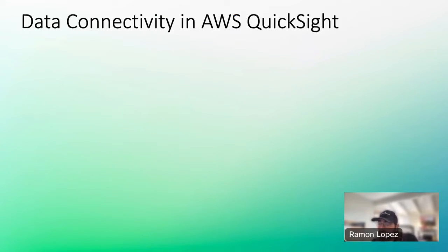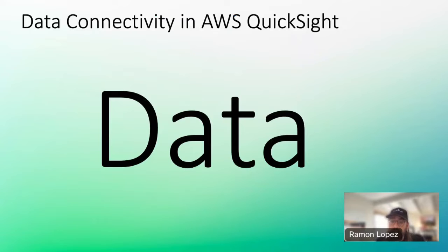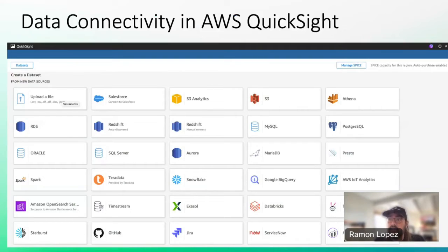So back to data connectivity. At the end of the day, we all have our data. Our data is going to be stored in different locations. We have connectors that allow you to access that data. So we can connect to your standard data sources that you would expect, whether it's flat files or databases in AWS or outside of AWS. We have a few dozen connectors available today out of the box, and we have more that are coming.